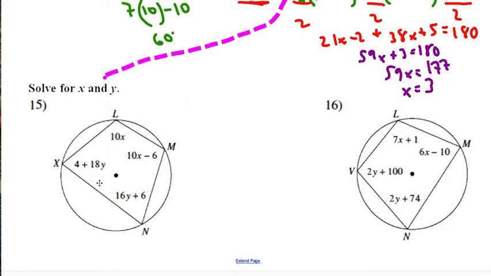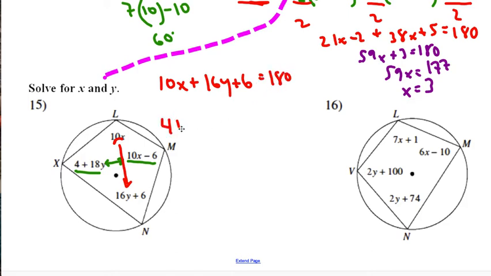Now, these problems are a bit of a challenge, but I'm going to use similar logic to what I did in 14, as in, I know that this is an inscribed quadrilateral. If you look carefully, it's all formed by chords, just like this is, which means when I add these two opposite angles, they equal 180. And when I add these two opposite angles, they also equal 180. So I know that, for instance, 10x plus 16y plus 6 equals 180. And I know also that 4 plus 18y plus 10x minus 6 equals 180.